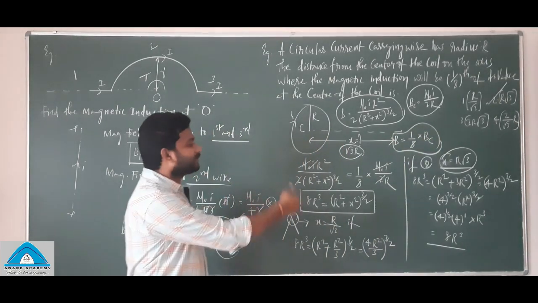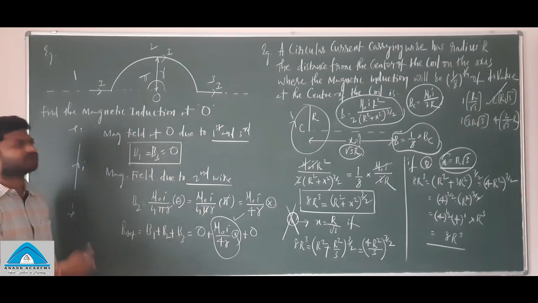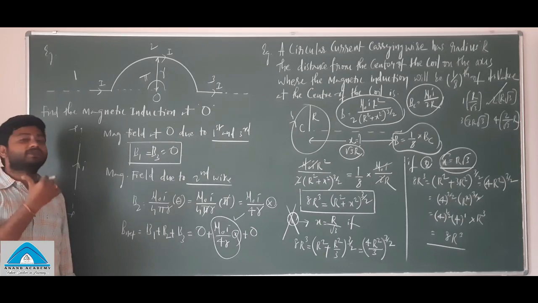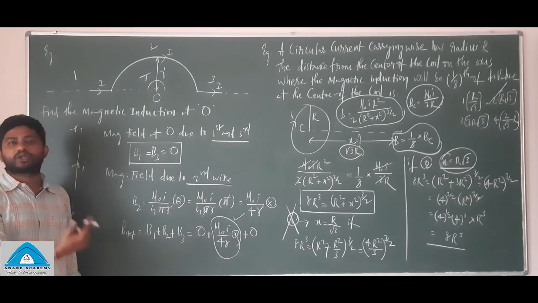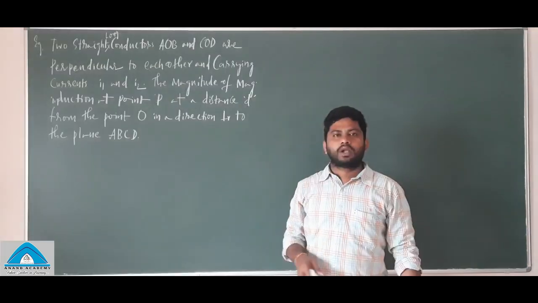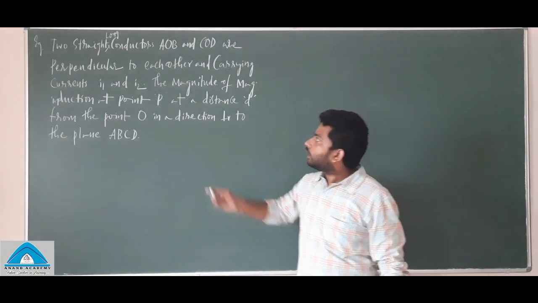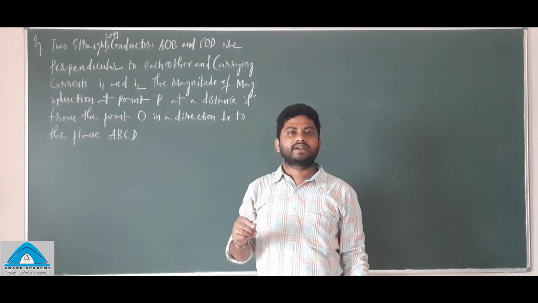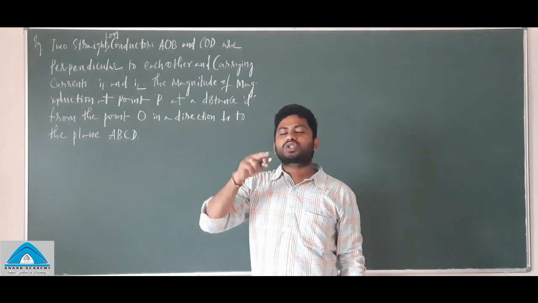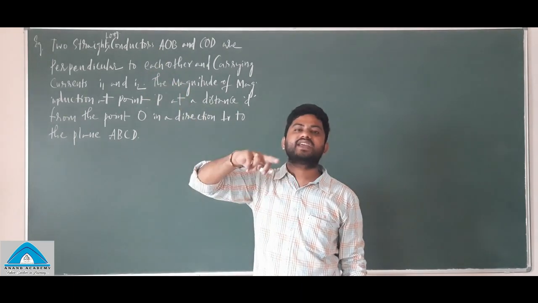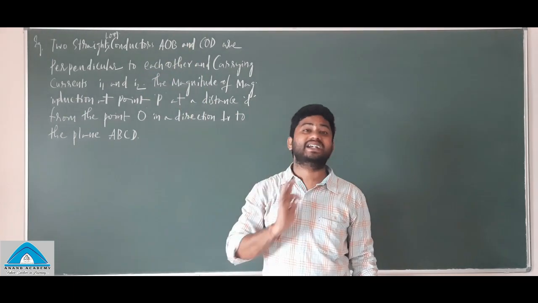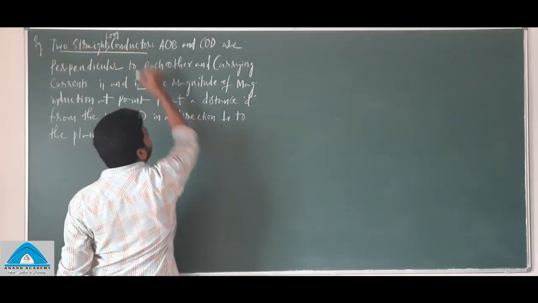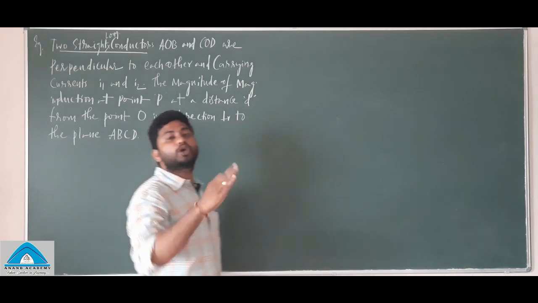So this is how the questions can be asked, right? Let's solve some more for your better understanding. As I told you, according to the length of the class, as many numericals as possible we will be solving now. Look at the question here. Two straight long conductors. You should understand that when they say two straight long conductors, it means they have infinite length at both ends.